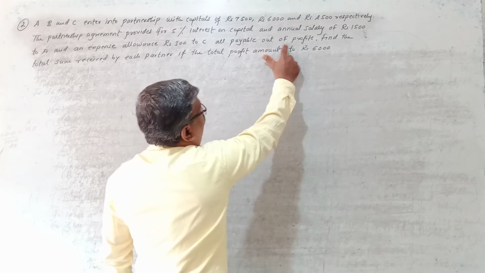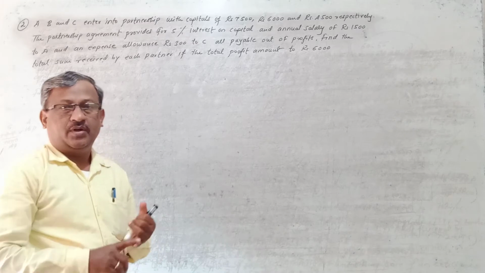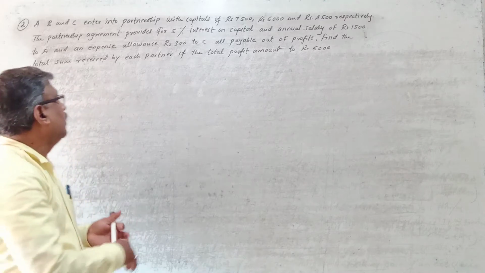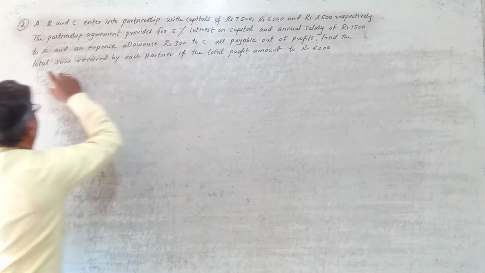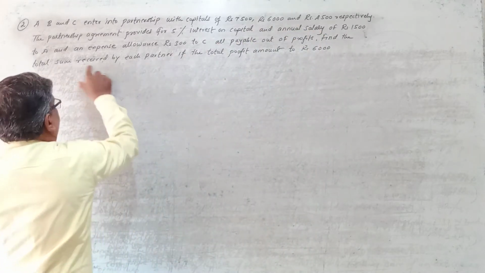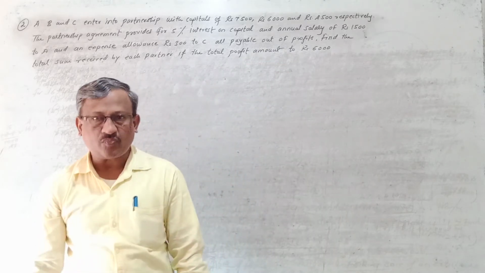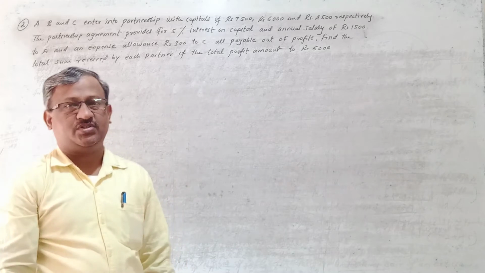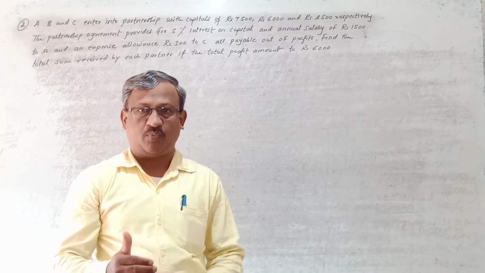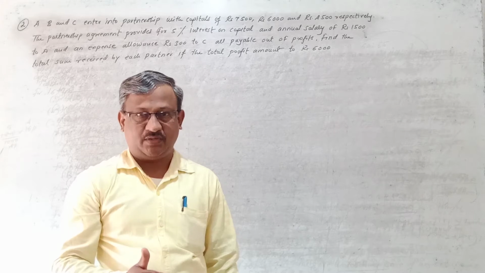So all are payable out of what? Profit. So all these things we have to pay off from the profits only: interest on capital, then salary to A and expense allowance to C. Then the question is, find the total sum received by each partner if the total profit amounts to rupees 6,000. Out of the total profit of 6,000, what is the total share received by A, B and C? That they have asked here.